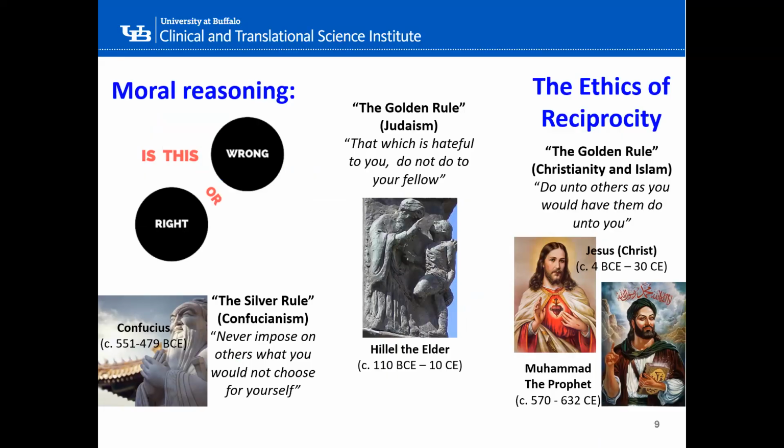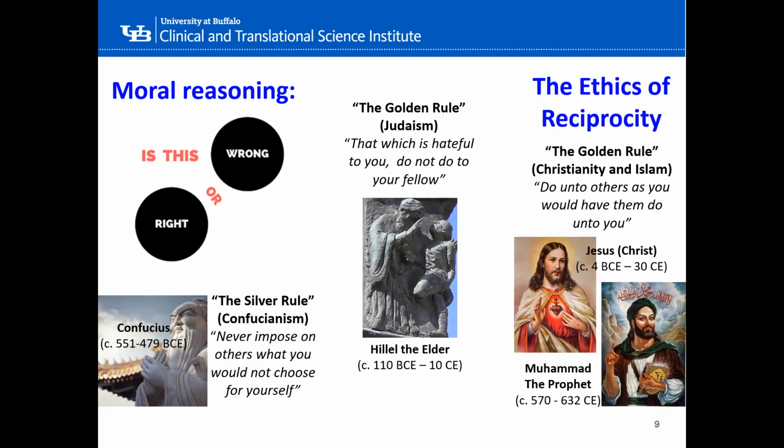Boiled down to this very simple diagram, moral reasoning is answering the question, is this right or wrong? Well, where do our fundamental concepts of what is right and wrong come from? Well, this is centuries old. So going back to Confucius, 500 years before Common Era, Confucius was a very famous Chinese philosopher, and he came up with what became known as the Silver Rule, which is posed in the negative.